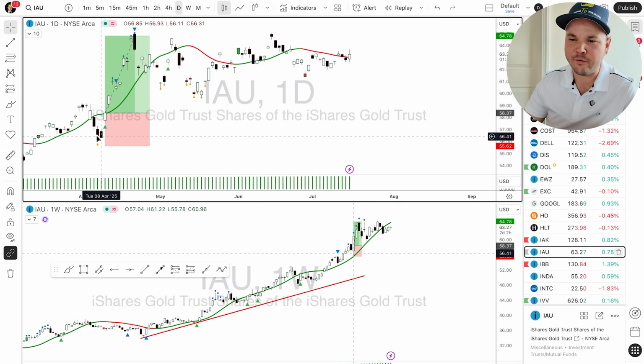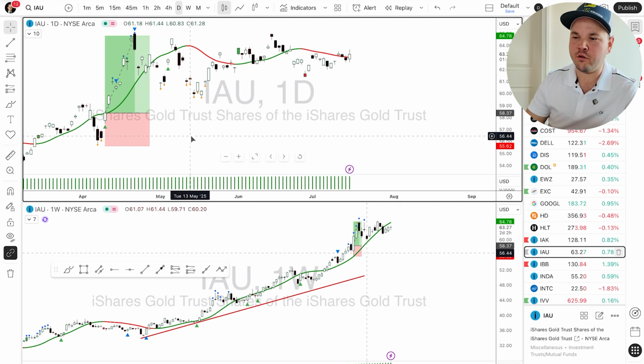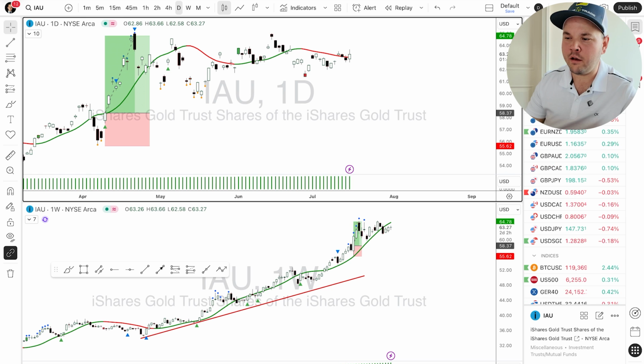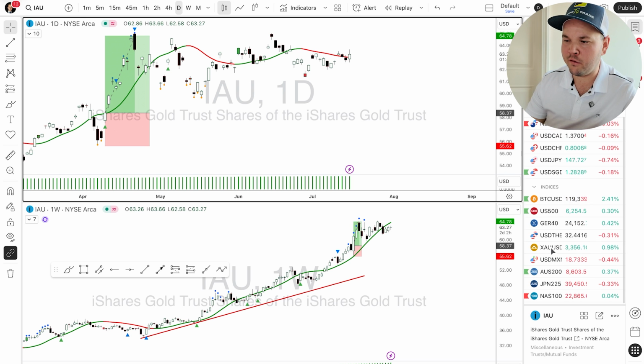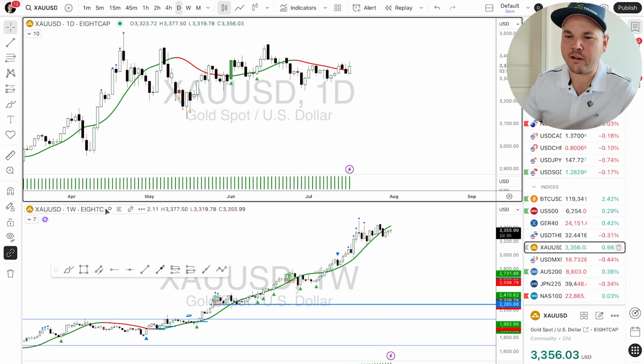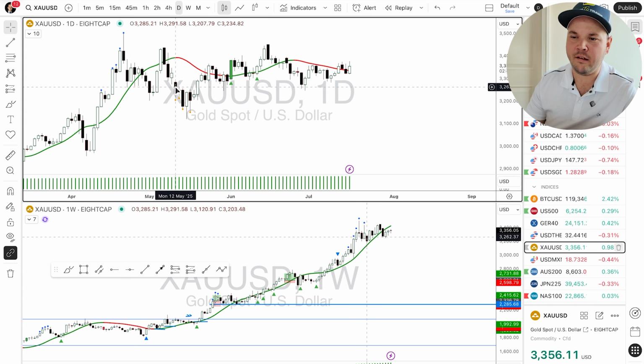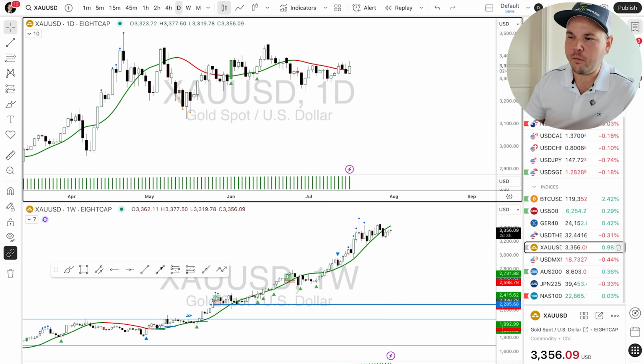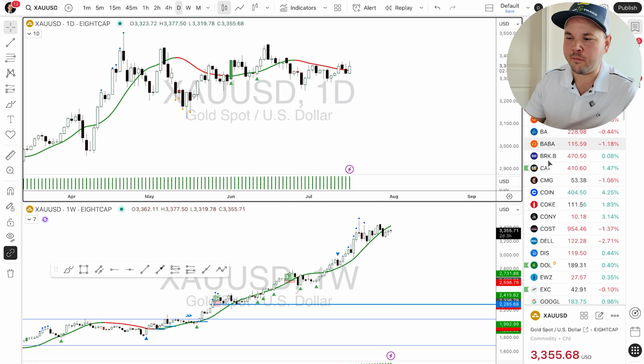So for gold, you can trade it in multiple ways. What I do is I trade IAU. It's an ETF. It's the iShares Gold Trust ETF. If you trade Forex, you can also go and trade the XAU USD. That's what it's called over here. They will both look the same. This one has less gap. It's a bit more consistent. It's a CFD.